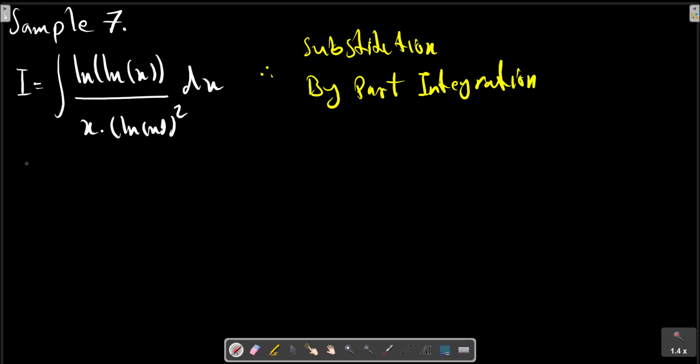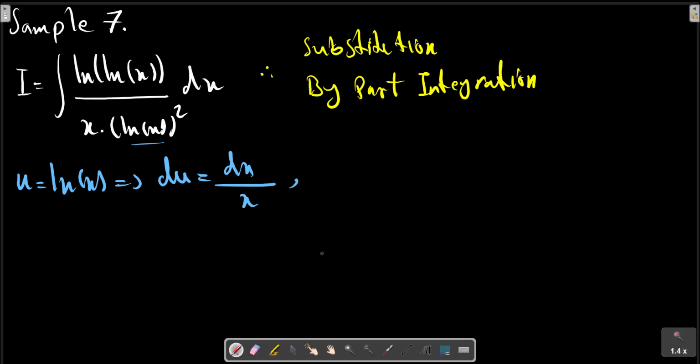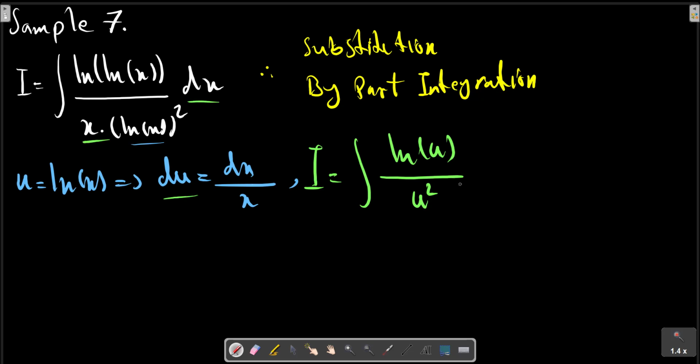At first, for the substitution, we choose u equals ln x, du equals dx on x. With its relation, the integration simplifies to ln u multiplied by u squared dx on x equals du.